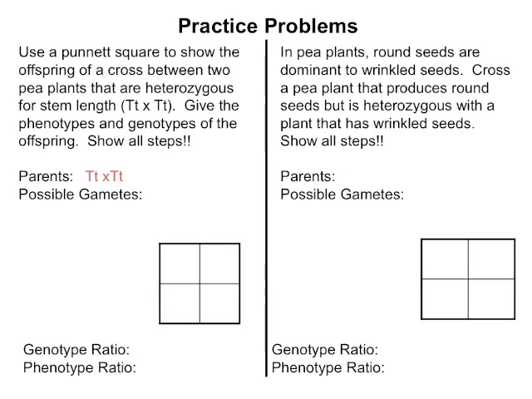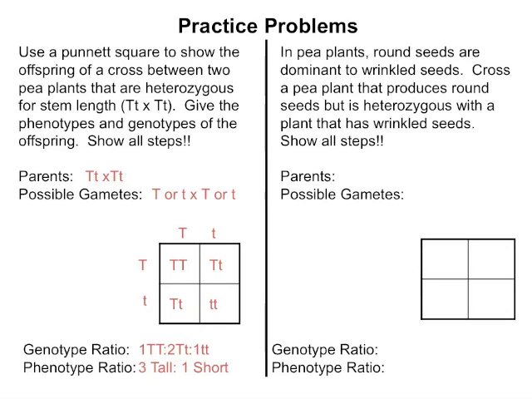So again, we would write out our parents. This is going to be big T, little t, cross big T, little t. Next, we'll write the possible gametes. It's either going to be big T or little t for each parent, and so we will fill out a big T and little t on the top and side of the Punnett square. Next, we'll fill in the Punnett square. And lastly, we will fill out our genotype and phenotype ratio. In this instance, we have 1 big T, big T to 2 big T, little t's to 1 little t, little t. Both the big T, big T and big T, little t will have a tall phenotype, and the little t, little t would be short.